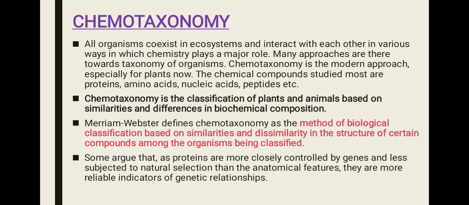First, we are going to learn about chemotaxonomy. All organisms coexist in ecosystems and interact with each other in various ways in which chemistry plays a major role. Many approaches are there towards taxonomy of organisms. Chemotaxonomy is the modern approach, especially for plants now. The chemical compounds studied most are proteins, amino acids, nucleic acids, peptides, etc. Chemotaxonomy is the classification of plants and animals based on similarities and differences in biochemical composition.